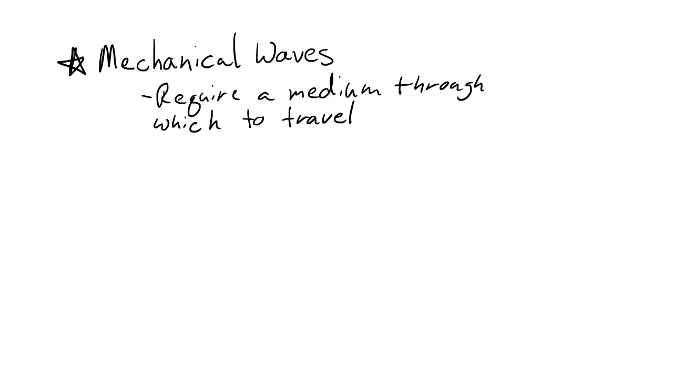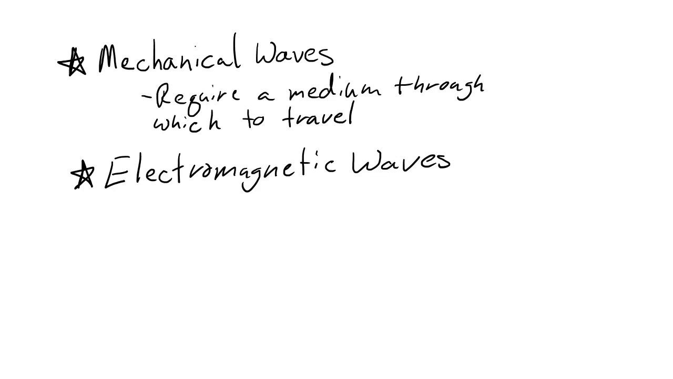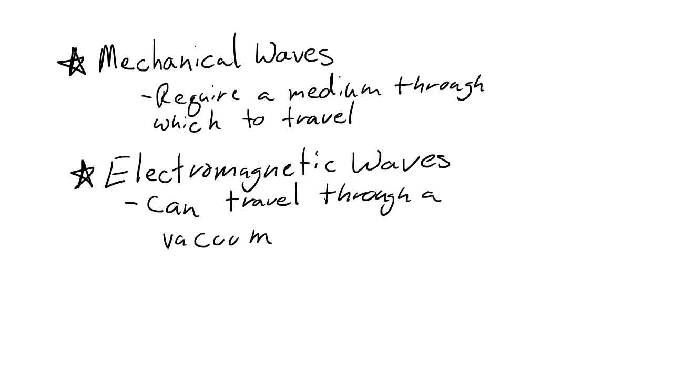The other type of wave is an electromagnetic wave. This type of wave, unlike a mechanical wave, can travel through a vacuum. Electromagnetic waves are like light waves. So light can travel from the sun. It can travel through empty space, a vacuum, where there is no medium for it to disturb, and make it to Earth. Electromagnetic waves, unlike mechanical waves, can travel through a vacuum.